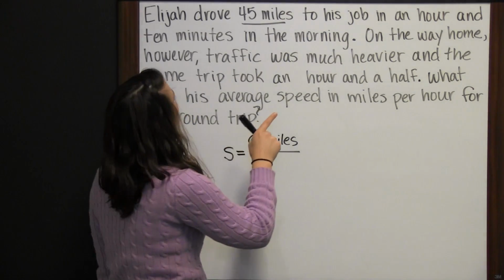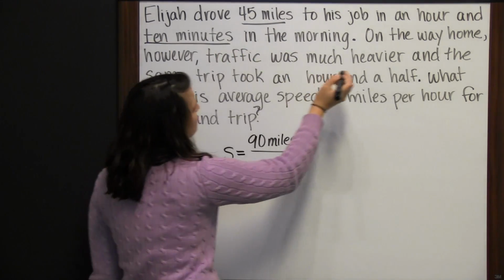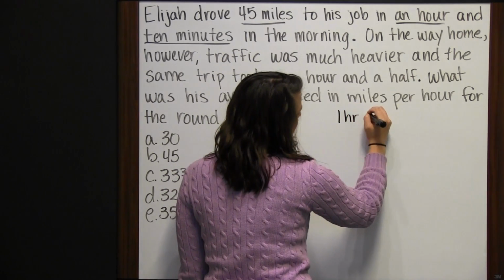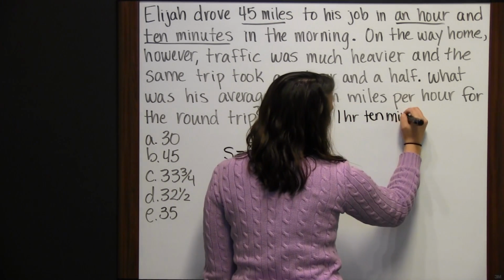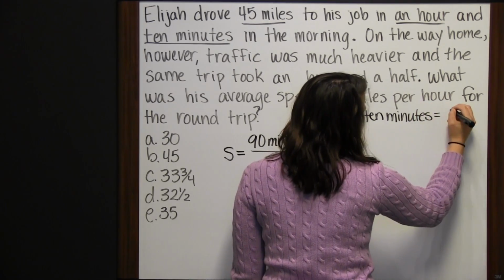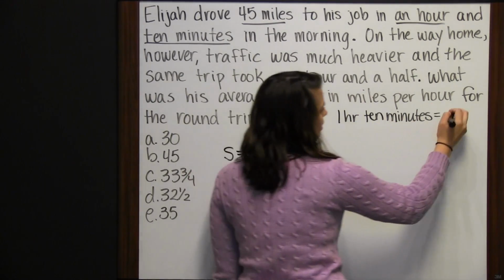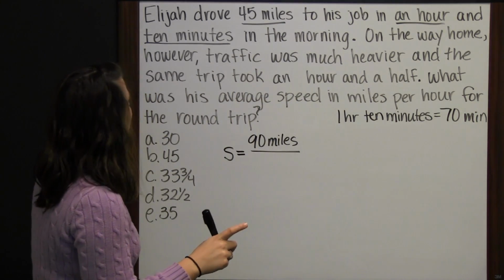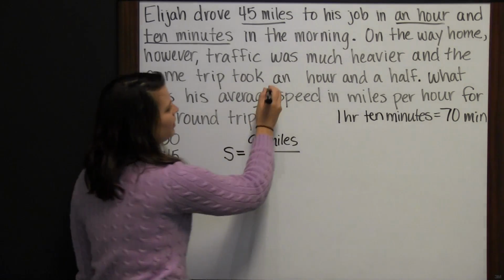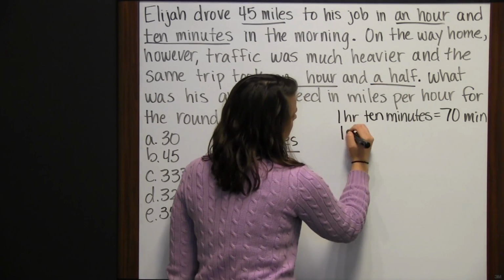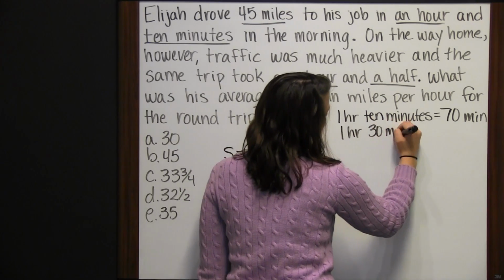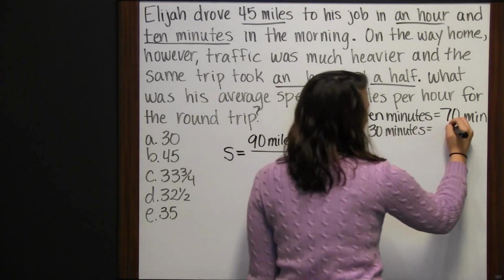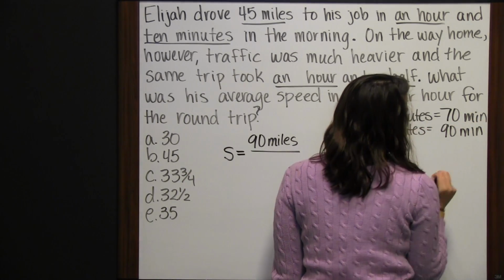It says it took him an hour and 10 minutes to get to his job. So 1 hour and 10 minutes is a total of 60 minutes plus 10 minutes, 70 minutes. Then on the way home, it took him an hour and a half. So 1 hour, 30 minutes. Again, an hour is 60 minutes plus 30 minutes means a total of 90 minutes.